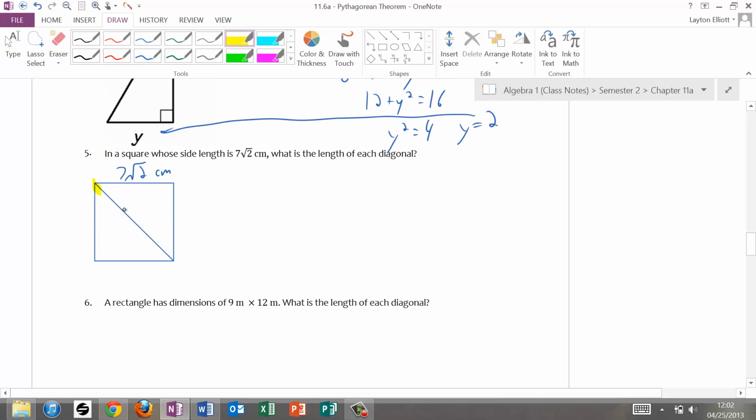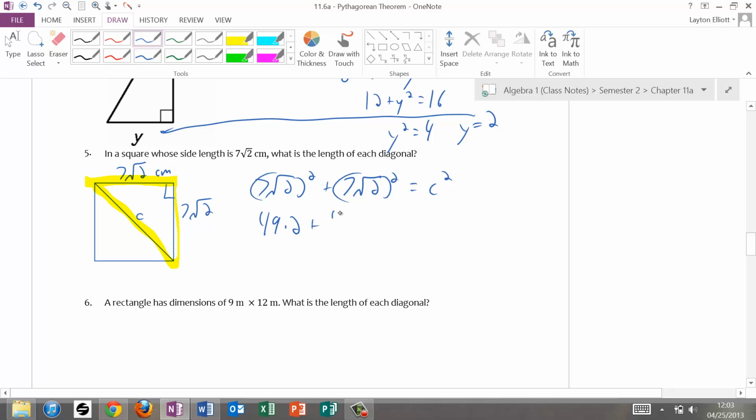Basically what I have is a triangle here, because a square has the same side length on all the sides, and each half of the square forms a right triangle, with the hypotenuse of the triangle as the diagonal of the square. So we're going to say 7 radical 2 quantity squared plus 7 radical 2 quantity squared is equal to c squared. 7 squared is 49 times 2, radical 2 squared is 2, plus another 49 times 2 is equal to c squared. 49 times 2 is 98. 98 times 2 is 196. So I have c squared is equal to 196.